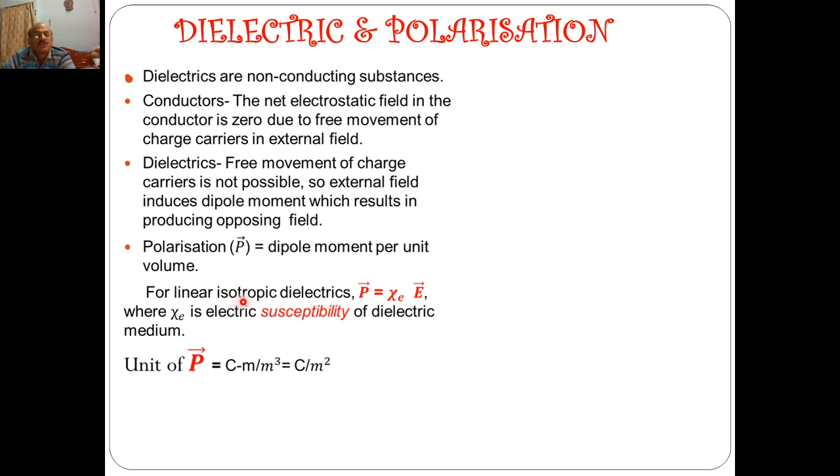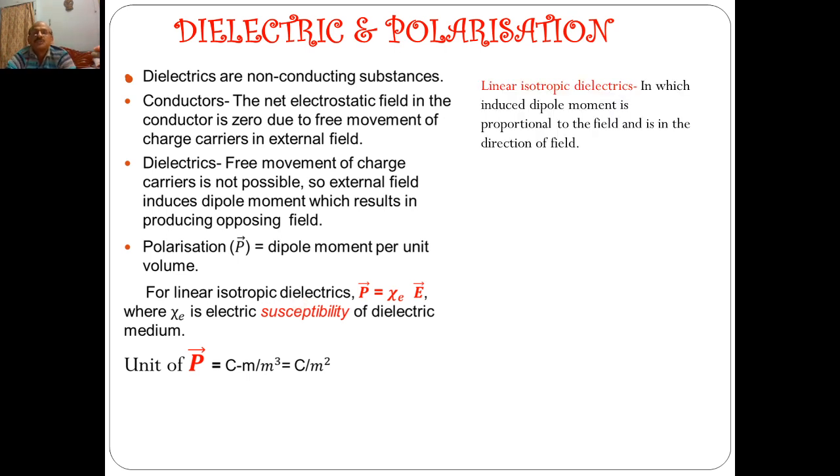what are linear isotropic dielectrics? That is, those in which the induced dipole moment is proportional to the field and is in the direction of the field. For linear isotropic dielectrics, polarization is proportional to the electric field. So the proportionality constant is called electric susceptibility, and its unit will be, see, dipole moment per unit volume. Coulomb meter is the unit of dipole moment, volume is meter cube. So Coulomb per meter cube.